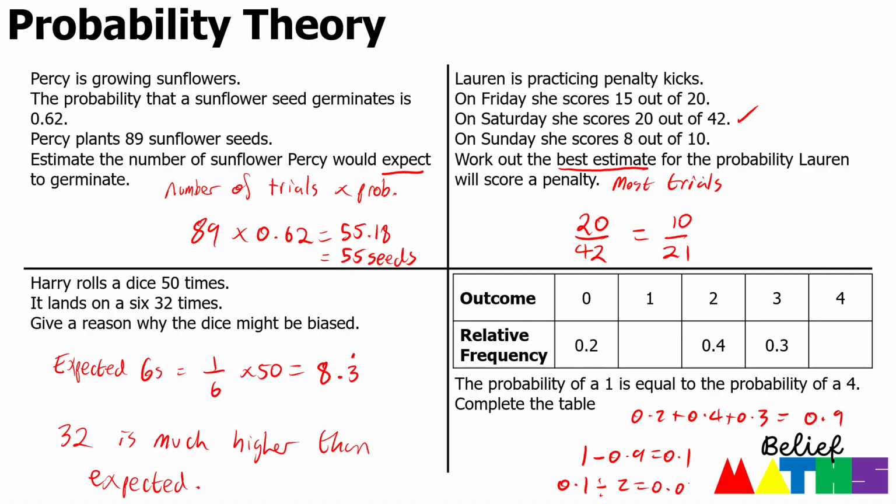And the reason we divide by 2 is because it says they're equal. So they both have to be equally shared. So that's 0.05 and 0.05. And the key here was to remember that all of the values have to add up to give us 1 when it comes to probability.